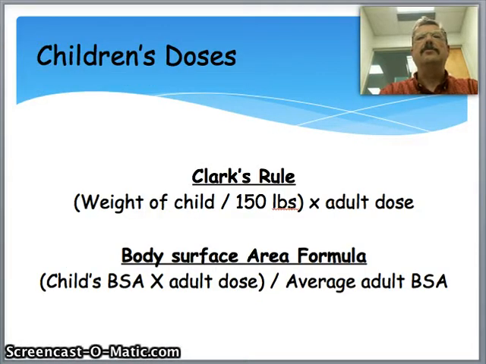Children's doses. Clark's rule is the weight of the child divided by 150 pounds times the adult dose, and the body surface area formula, which is the child's body surface area times adult dose divided by the average adult body surface area.